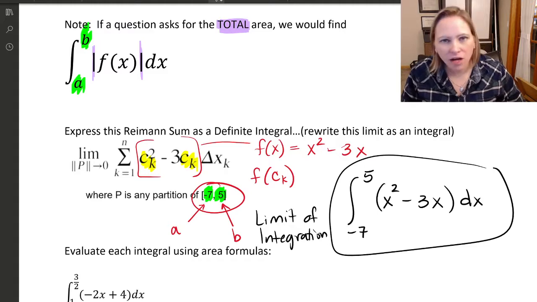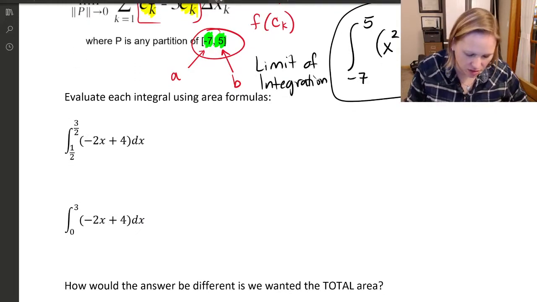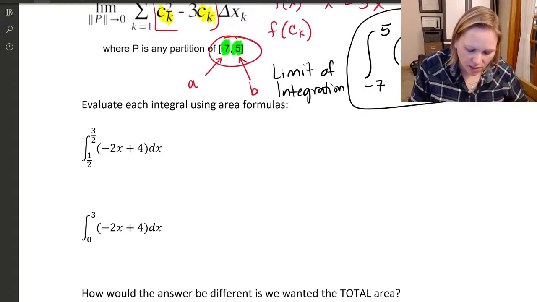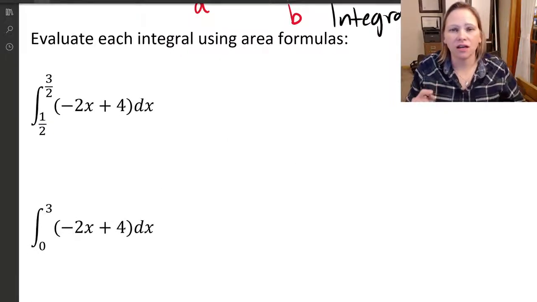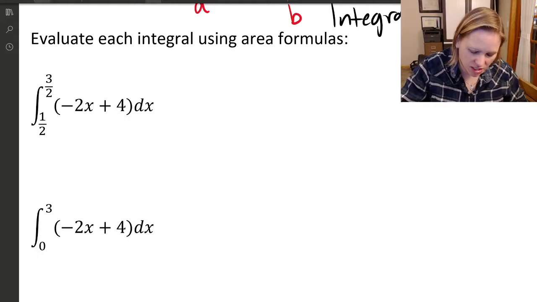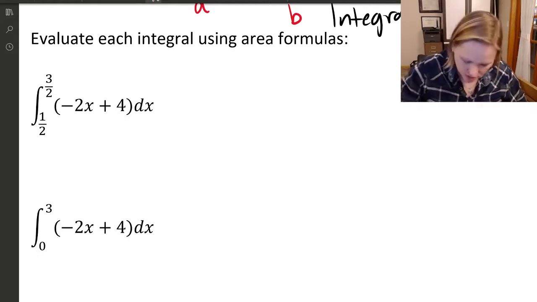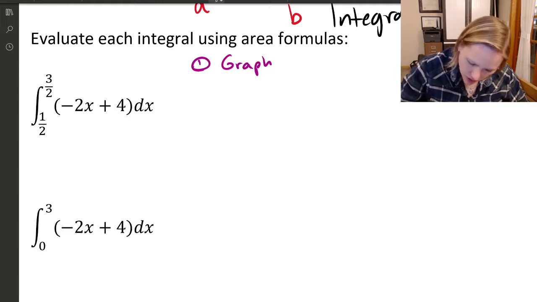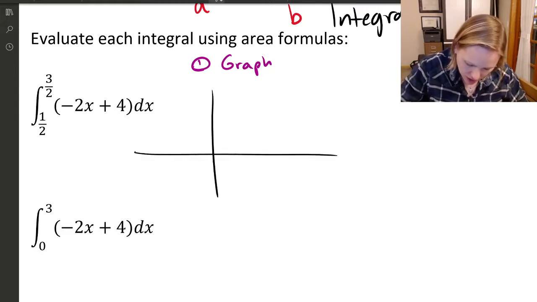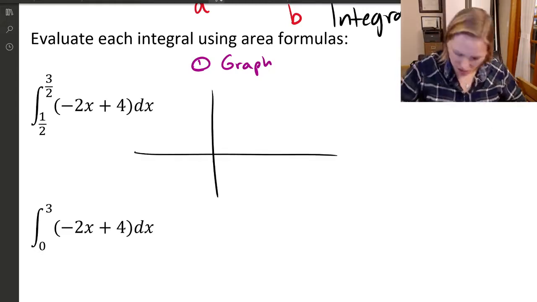Now, let's talk about how to evaluate these integrals. When we evaluate an integral, we're going to remember that really it's just asking for the area under a curve. So for today, we're going to graph these. So step 1, graph. So I'm going to take this line. It's just a line. That's nice. I'm going to graph it.